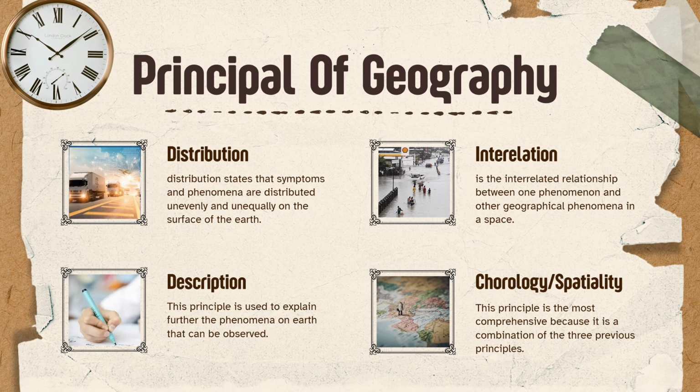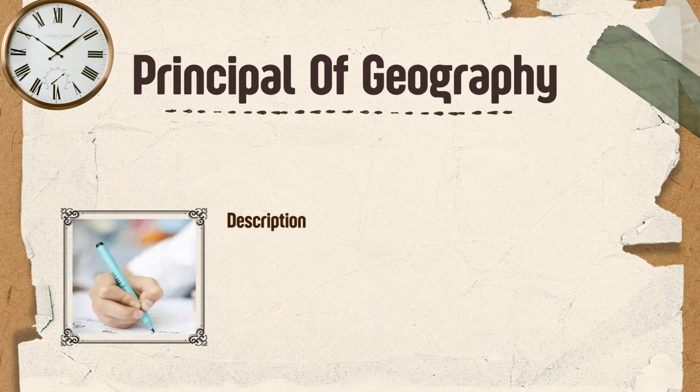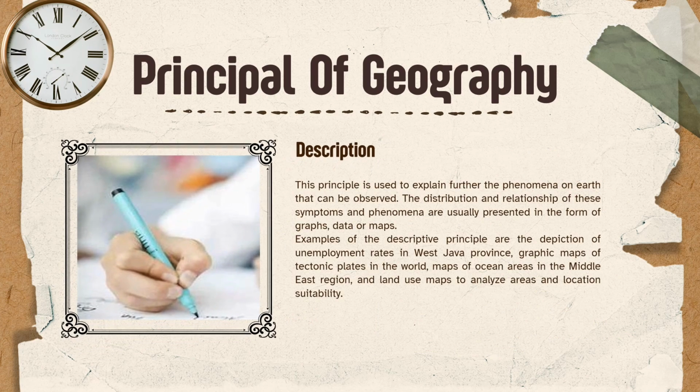Description principle. The next principle of geography is the principle of description. This principle is used to explain further the phenomena on Earth that can be observed. The distribution and relationship of the symptoms and phenomena are usually presented in the form of graphs, data, or maps.